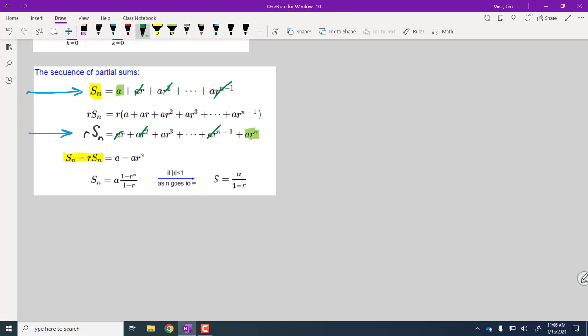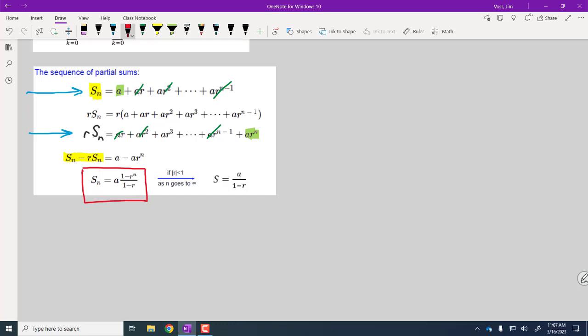Okay, and now we just have algebra. If we factor out the S sub n, what remains is a 1 minus r, and we divide it to the other side. There is our sum. This is the formula for S sub n for any geometric series.